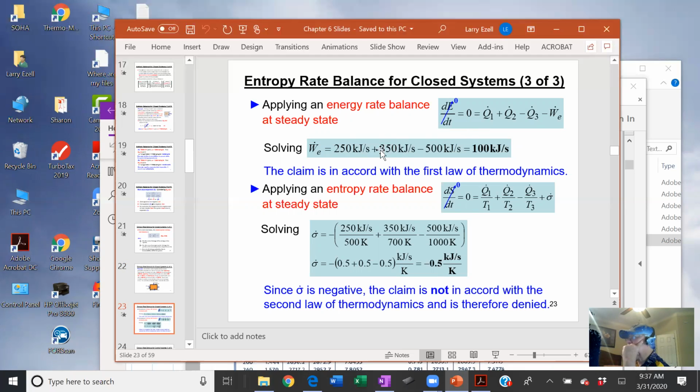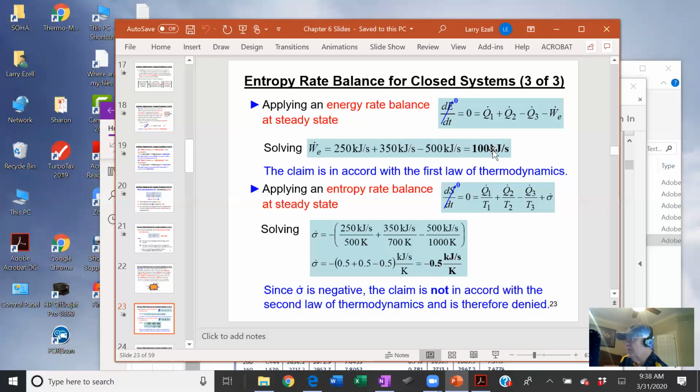We know these Q's: Q1 was in at 250 kilojoules, Q2 is in at 350, and Q3 was out at 500. So you add all those together algebraically and you get 100 kilojoules of work. And it's plus work, so it's work coming out of the system. So the first law of thermodynamics doesn't tell you anything's wrong. So the claim is in accord with the first law of thermodynamics.